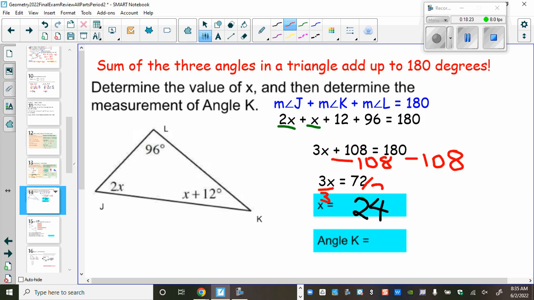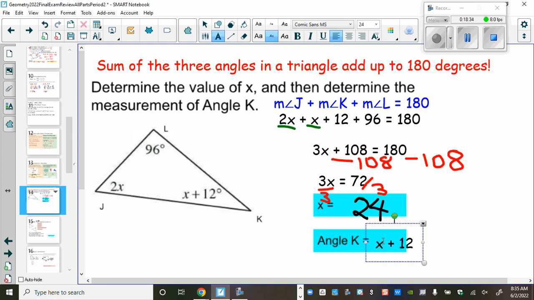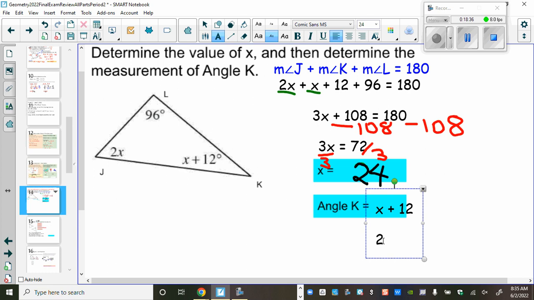And that's how you get 24 for x. And then you plug your 24 into the x plus 12. So then what's 24 plus 12? How many degrees? 36. There you go.